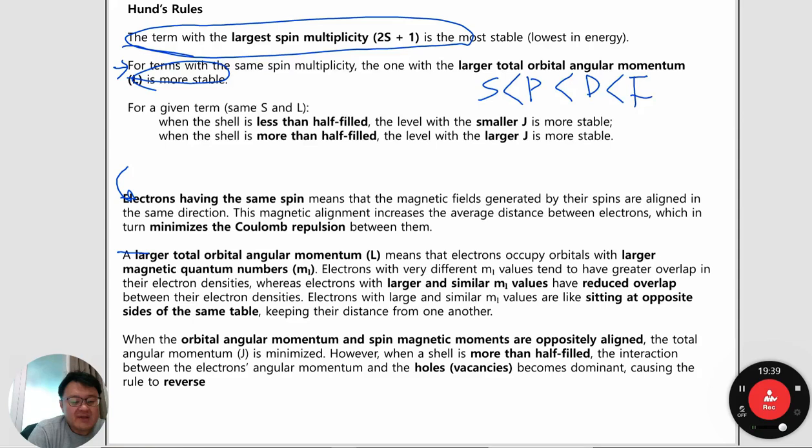When the orbital angular momentum and spin magnetic moment are oppositely aligned, the total angular momentum is minimized. However, when a shell is more than half filled, the interaction between the electron's angular momentum and not the electrons but the hole becomes dominant, causing the rule to reverse. And that is the reason why the rule for the situation having electrons less than half and more than half are just reversed. Okay, this is about the Hund rule.